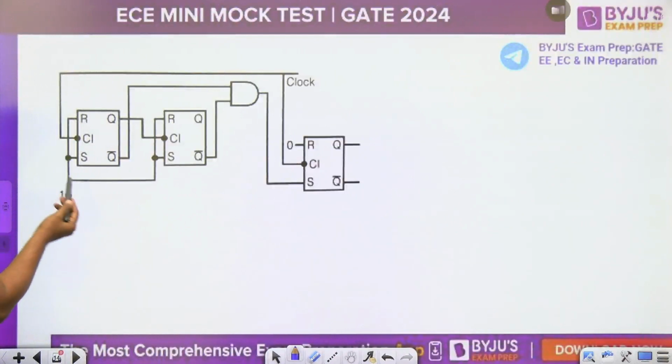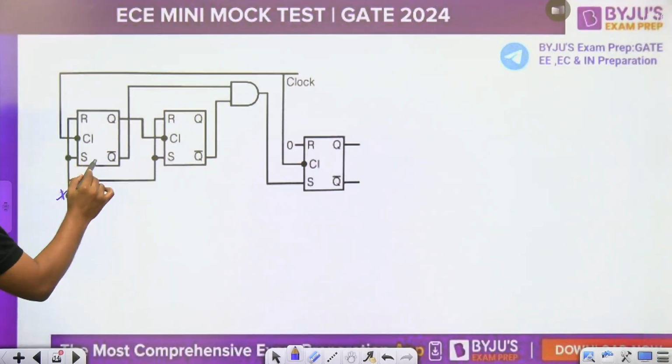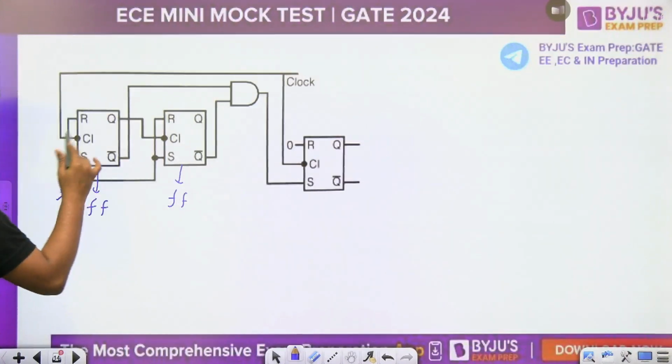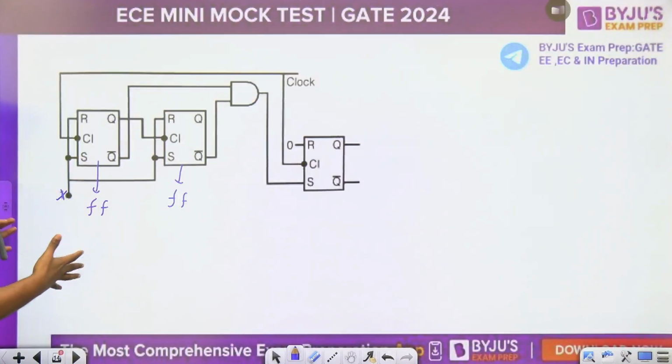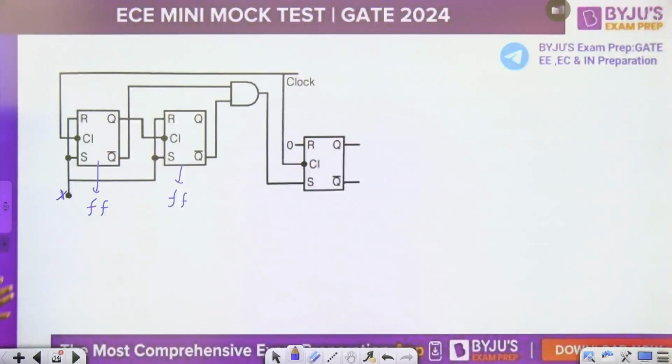Okay, then watch this diagram. This input is fixed, whether it is 1 or 0. This input is also fixed. For this flip-flop and for this flip-flop, the inputs are fixed; we are not changing the input. This is not a variable. Then for this and for this, no need to calculate the setup time.